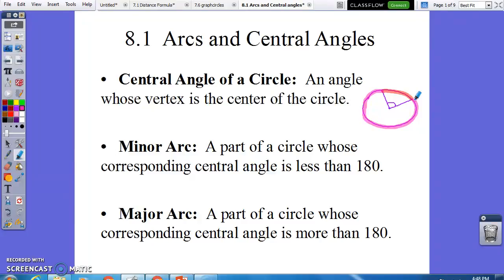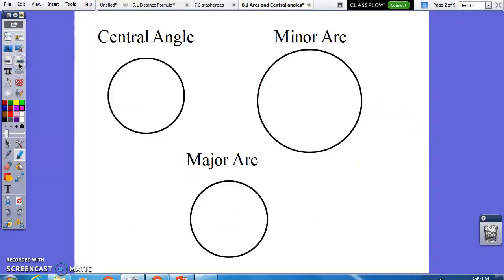So a single central angle will break the circle into a minor arc and a major arc. If any time you need to stop the video or pause it to write some notes, feel free to do that. So again, the central angle is the angle coming out of the center. And the minor arc is the one that would go less than that.